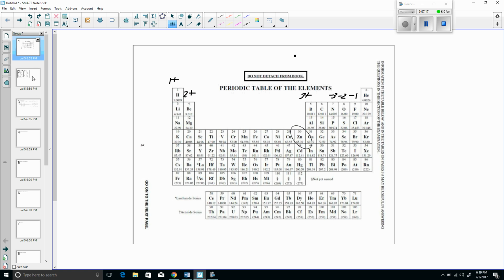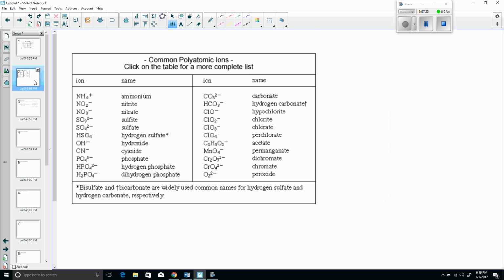The next thing we need to look at is bicarbonate. So we go to our common polyatomic ion list and we're going to find bicarbonate. But wait, I don't see it. All right, so here it is. It is hydrogen carbonate. Another name for hydrogen carbonate is bicarbonate, and we can see that down here in the key. Bisulfate and bicarbonate are widely used common names for hydrogen sulfate and hydrogen carbonate, respectively. So this is just telling us that hydrogen carbonate is also bicarbonate. And the formula is HCO3, and look at the charge, very important. It's 1-.